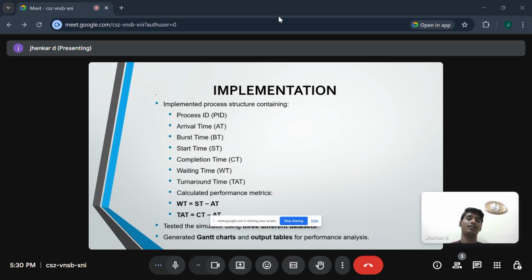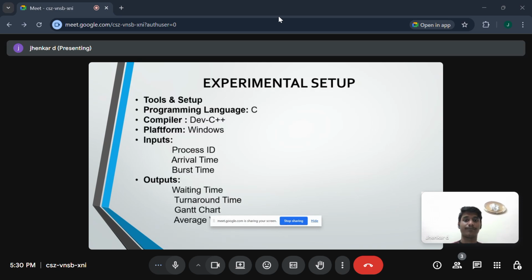Waiting time is calculated using this formula: start time minus arrival time, and turnaround time is calculated using this formula: finish time minus arrival time. Three datasets were used to observe changes in performance. From these calculations, we generated a Gantt chart and output tables to visualize the scheduling clearly. Next, we can go through the experimental setup.